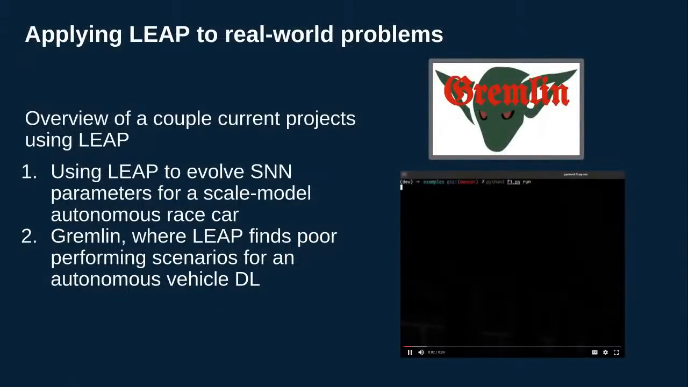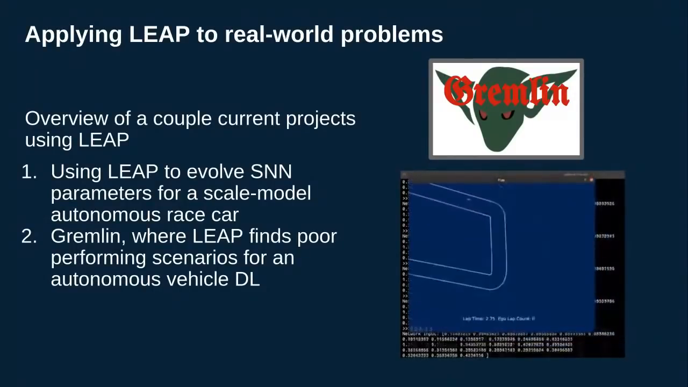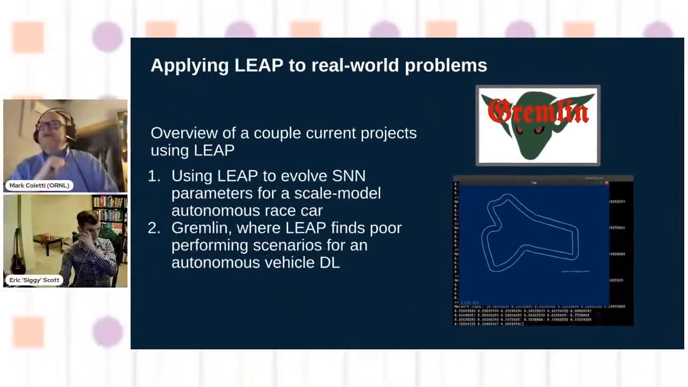Let's jump into some real-world applications for how we're using LEAP right now at the Oak Ridge National Laboratory. These are works in progress. We're going to talk about two different applications. One where we're using LEAP to train spiking neural networks, and another where we're using LEAP to help train a convolutional network to drive an autonomous vehicle around.